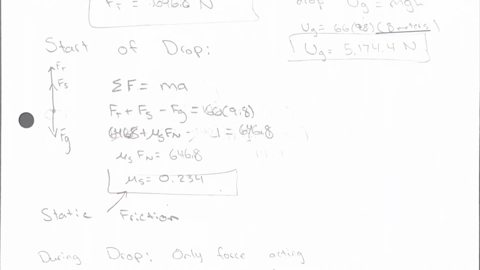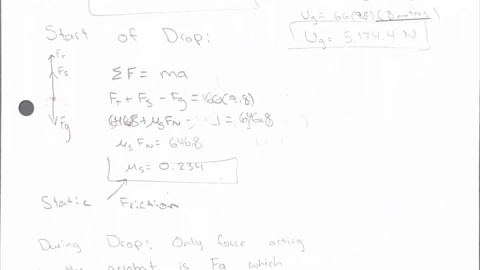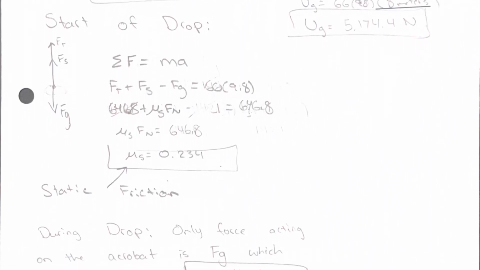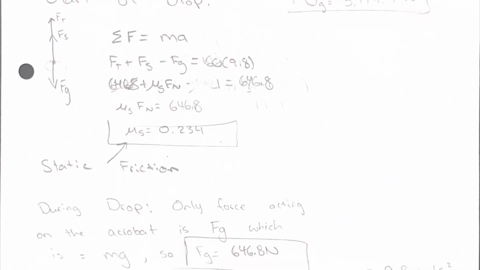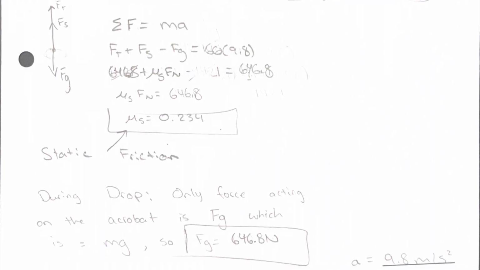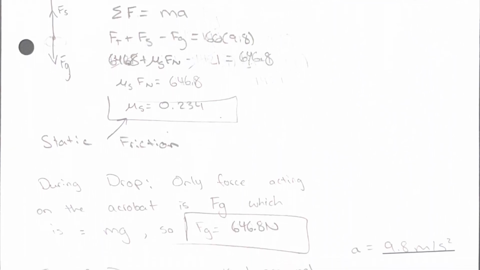At the start of the drop, the sum of the forces is equal to ma. The forces Ft plus Fs are going in the same direction, minus Fg, is equal to the mass times gravity. The static friction of the acrobat is calculated, and it is 0.234.